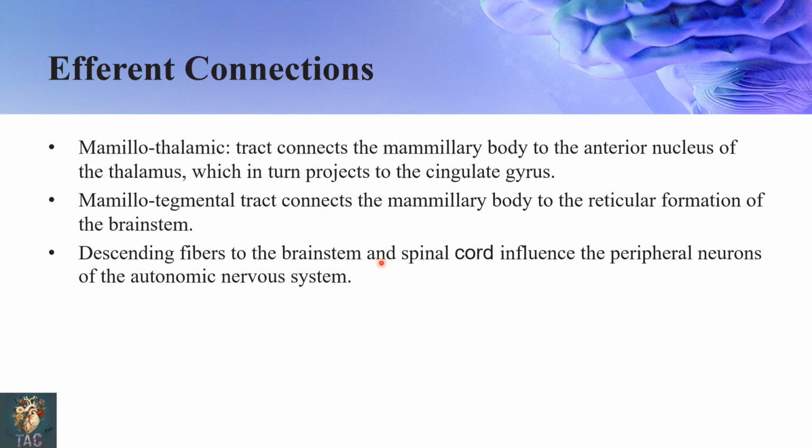The descending fibers to the brainstem and the spinal cord influence the peripheral neurons of the autonomic nervous system. So these are the different efferent connections, and now we will study all of these connections in detail.